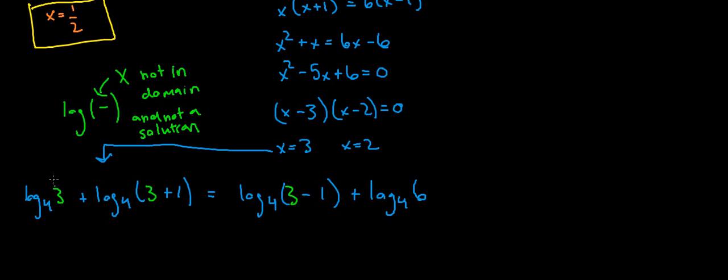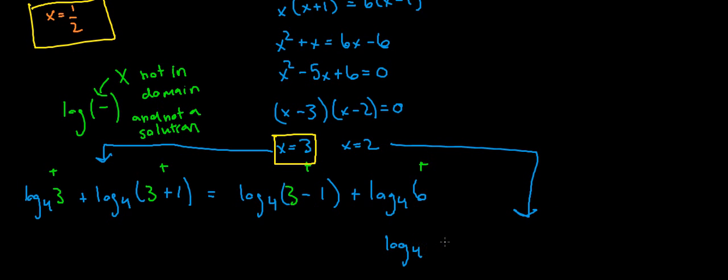So here I have a positive number, so that's fine. 3 plus 1, that's a positive number. 3 minus 1, that's a positive number. And 6, that's a positive number, so that's fine. So 3 is a solution. Now it's pretty easy to see that 2 is going to be a solution, but whatever. Let's go through the process.